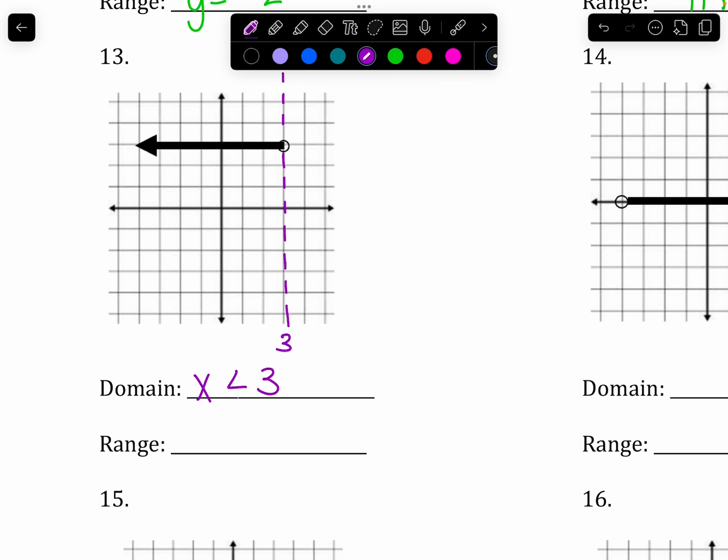So that means that your x values will be less than 3. But notice that that inequality symbol does not have an equal sign on it. It just says x is less than 3. No more equal sign.